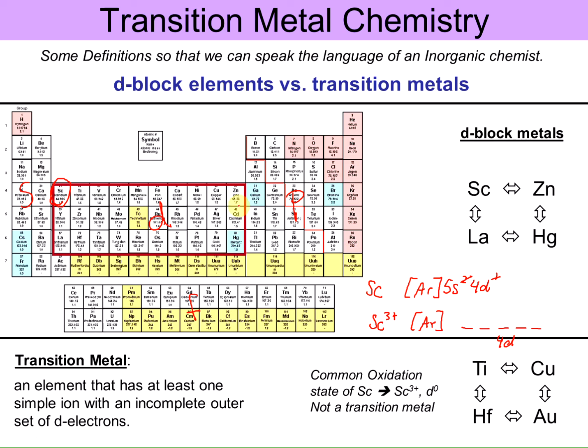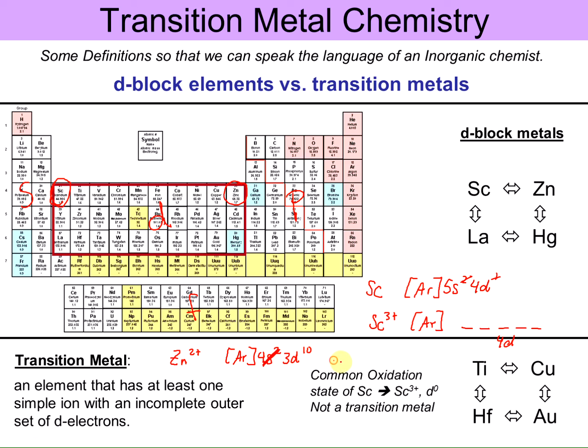Now let's apply that to zinc. The common oxidation state of zinc is zinc 2+. If we look at that electron configuration, it would be argon 4s2 3d10. So that would be the neutral. Now I've got to take away 2 electrons. So I take away the electrons from the s orbital first. So I'm just going to scratch that out. So the electron configuration for zinc 2+ is argon 3d10.